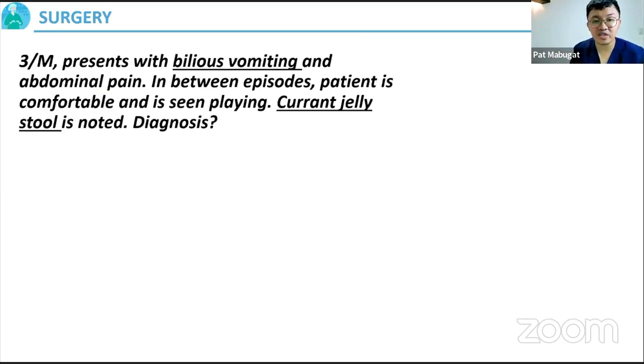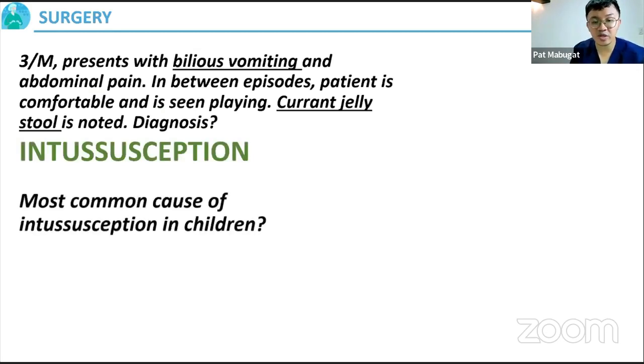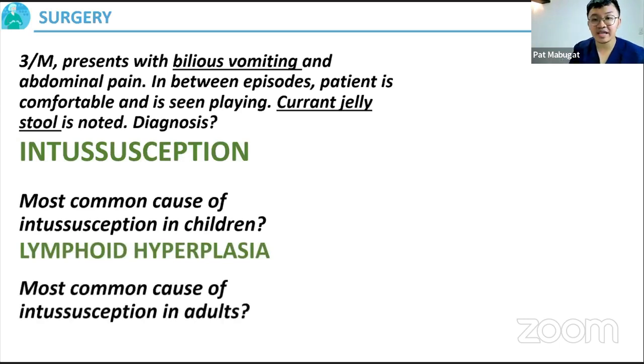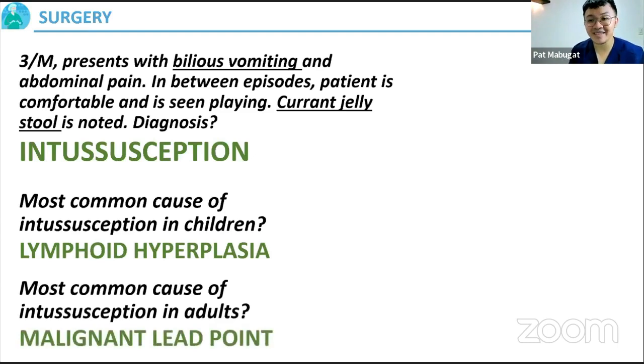Next, a 3-year-old male with bilious vomiting with currant jelly stools. This is intussusception. What's the most common cause of intussusception in children? It's lymphoid hyperplasia, usually from an upper respiratory tract infection. In adults, usually malignancy, right? Children, hyperplasia. In adults, it's malignancy.